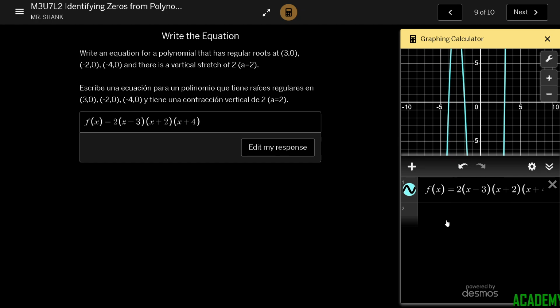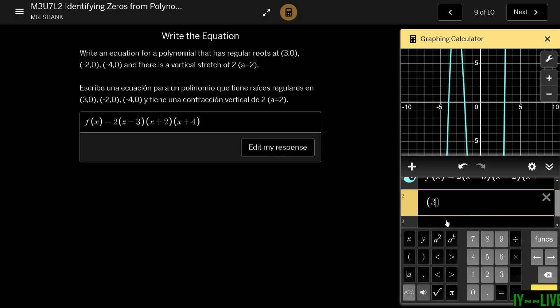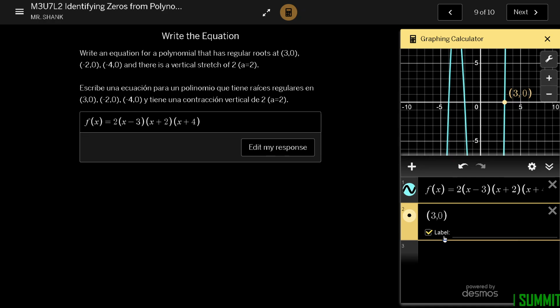If I wanted to, instead of clicking on them, I can graph them out to make sure, but I can also just click label so that way I can see where they're at. So as long as that curve goes through those 3 points, I should be good.